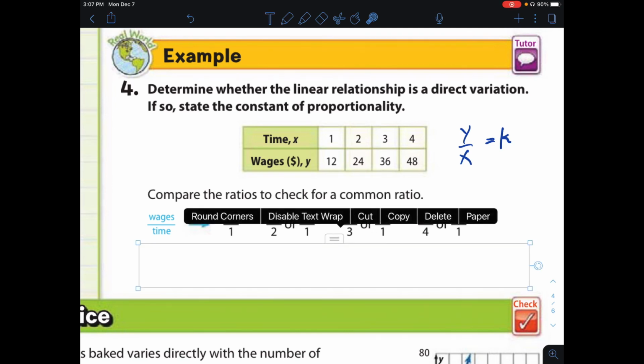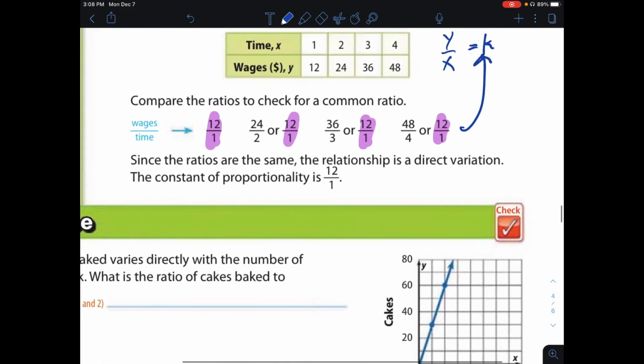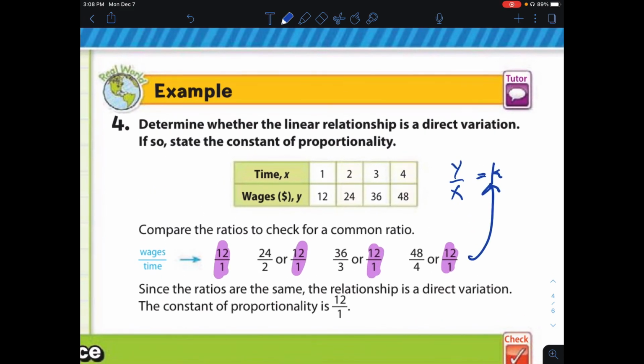So you notice that we have a constant ratio, so the ratios are the same. If the ratios are the same, the relationship is a direct variation. So the constant of proportionality here will be our k, and we know that y over x is 12 over 1, right there. So that will be our k, and that's why the constant of proportionality is 12 over 1. And that's the end of our lesson. Thank you for watching.